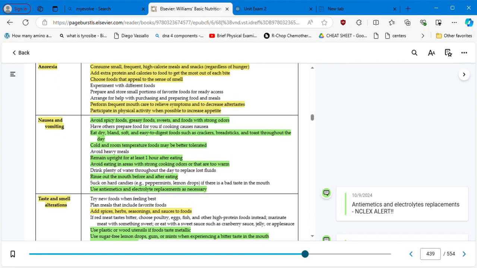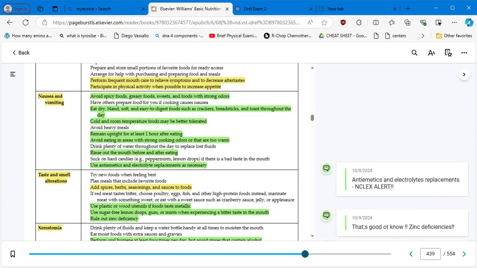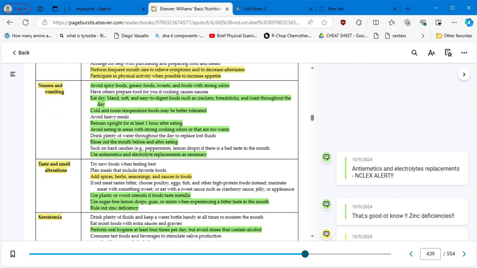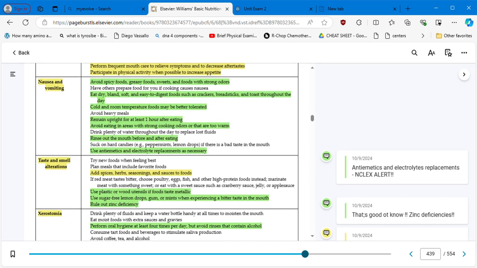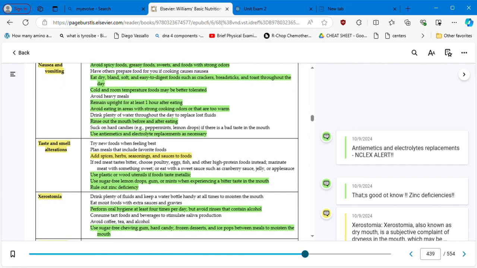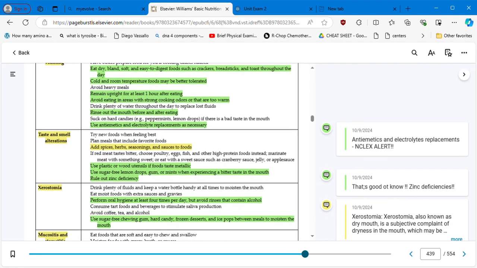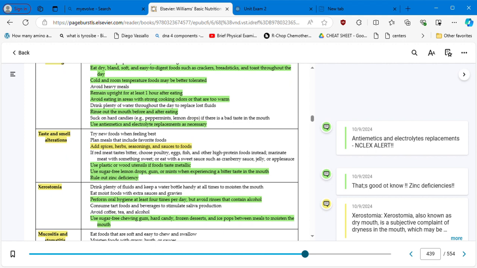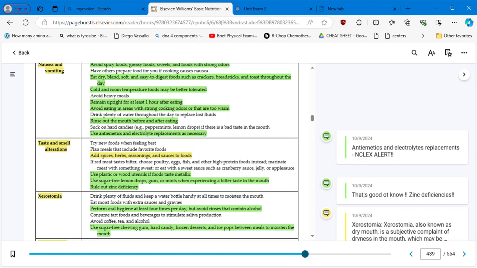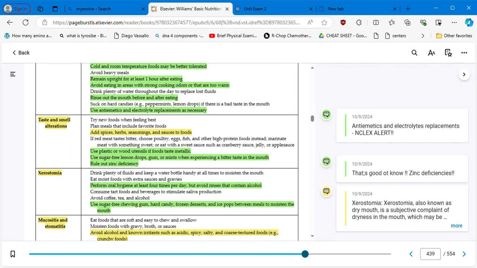Nausea and vomiting, avoid spicy foods, greasy foods. This has to go along with the use of antiemetics and electrolyte replacement as necessary. When we are talking electrolytes, we are talking about sodium and chloride, right? Potassium, right? Taste and smell alteration. Before I mentioned nausea and vomiting and antiemetics and electrolyte replacement, NCLEX alert, that's good to know. In terms of taste and smell alterations, also that's good to know.